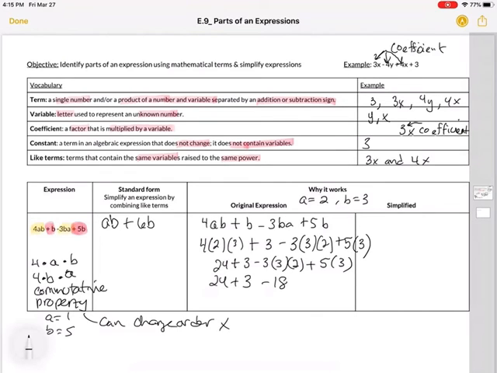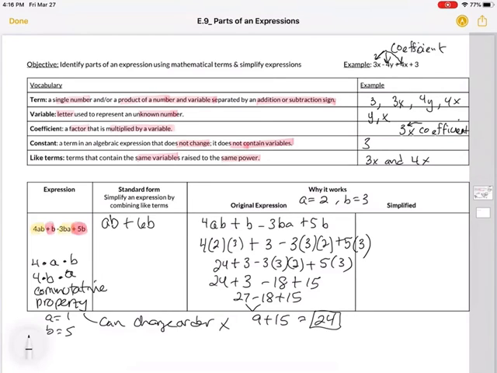So notice I'm following my order of operations. Okay, and I'm just going to cheat and do 2 steps in one. 5 times 3 is 15. Okay, now I've only got addition, so I'm going to go ahead and do that. So 24 plus 3 is 27, minus 18 plus 15. 27 minus 18 is 9, plus 15 is 24.